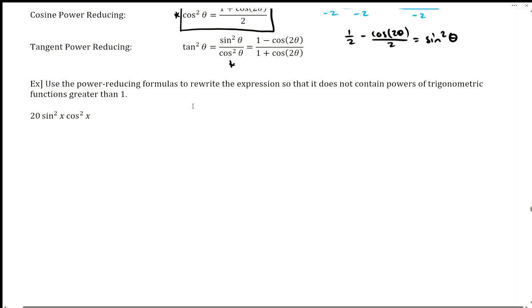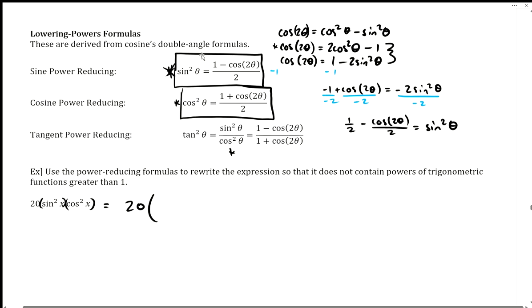Use the power reducing formulas to rewrite the expression so that it does not contain powers of trigonometric functions greater than 1. All right, so they're saying they don't want any powers of 2 or more. So we see we have squares. So they're saying change those. Well, sine squared of x is right above.